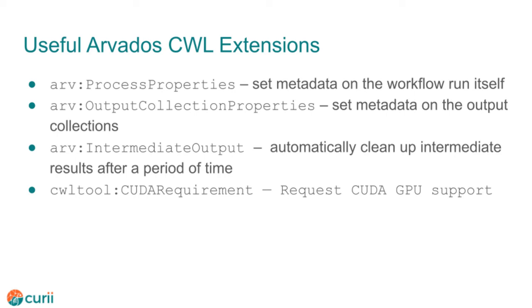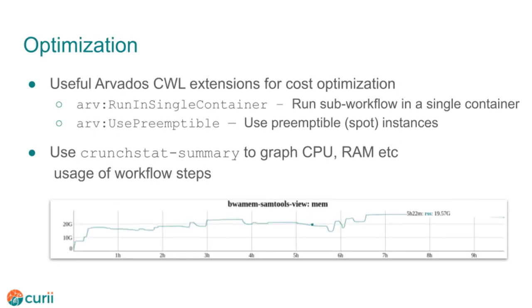Using CUDA requirement, you can request compute nodes with NVIDIA GPUs. When you are running data analysis at large scale, optimizing for cost and runtime become very important. The Run in Single Container feature lets you specify that a sub-workflow should run in a single container on a single compute node. This is beneficial when you need to run a sequence of short steps with similar resource requirements by avoiding the overhead of launching a separate container for each step.